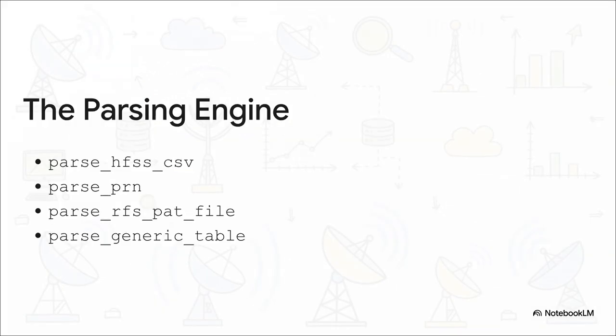So how does it pull this off? Well, this is the secret sauce right here. Instead of some huge clunky function trying to do everything, the code is smart. It has these dedicated little parsers. Each one is basically a specialist, fluent in the language of one specific file type, whether it's an HFSS CSV or one of those tricky PRN files.